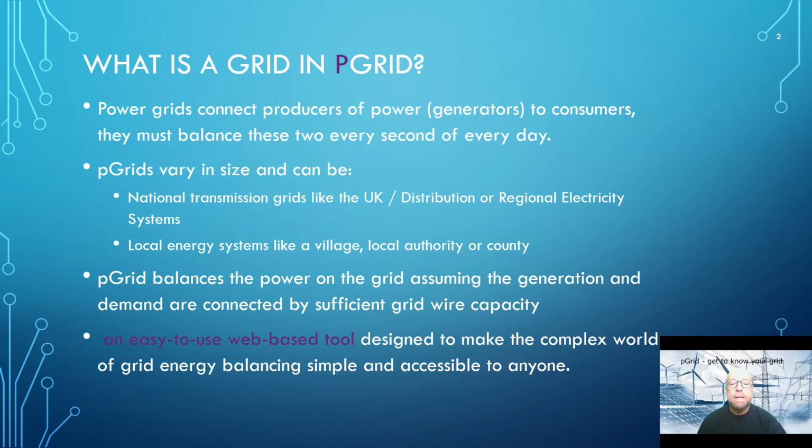We're just looking to balance the power on the grid, looking at load level, which we'll look at in a minute. And we assume that there are sufficient wires around, distribution wires and transmission wires and assets, to be able to allow the generation and the demand to interact. That's an assumption, not always true, but it is an assumption that we take in pGrid to do this analysis.